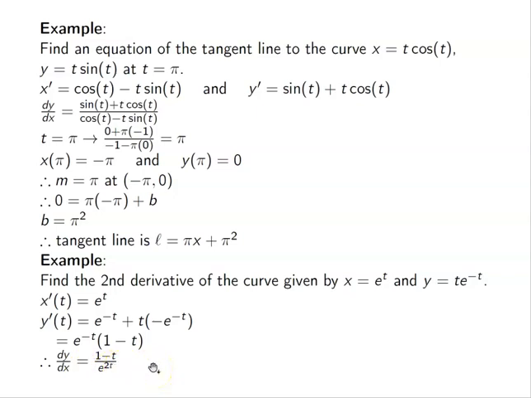Now, in order to find the second derivative, I'm going to differentiate this again as is. It's not x and y again. It's just this result. Differentiate with respect to t and throw that result over what I got for x prime, which was e to the t. So I have this 1 minus t over e to the 2t, which I'm going to find the derivative of.